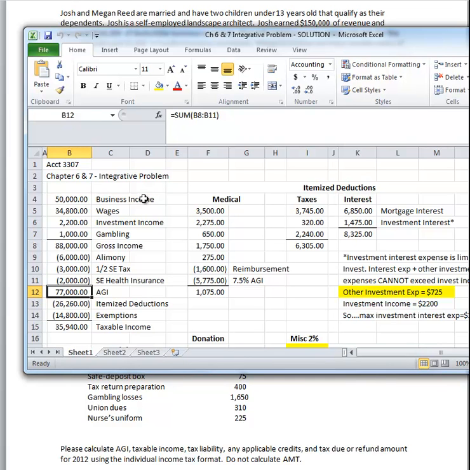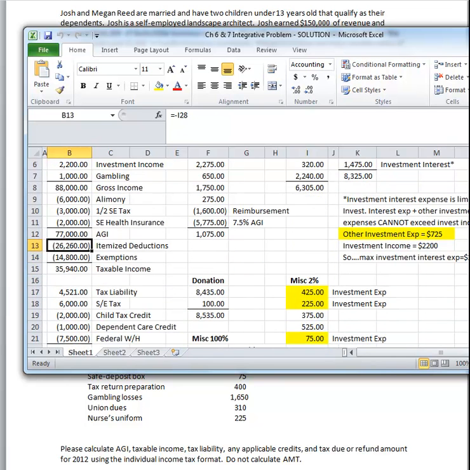From AGI, you're going to subtract 2 things. You're going to subtract your exemptions, then you're going to subtract either your itemized deductions or your standard. So the majority of what we're going to look at next is how we calculate the itemized deductions. Now, itemized deductions are easy if you can break them down into the categories.